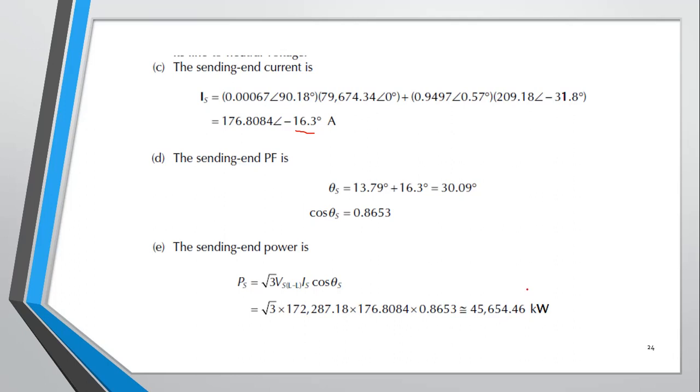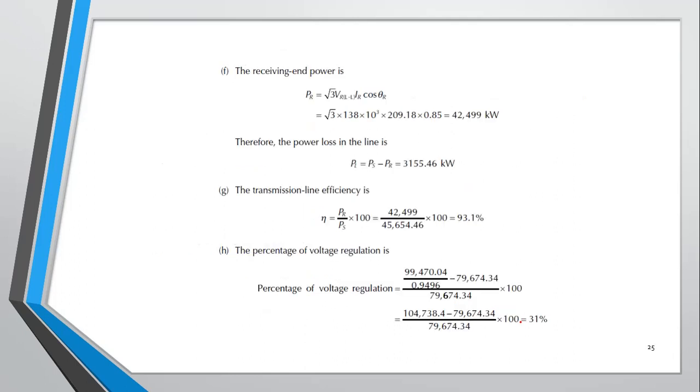45,654 kilowatt or 45.65 megawatt. Similarly, we can calculate receiving end power. It is the receiving end voltage times receiving end current times cos theta R, and theta R is the power factor already given, so it is 0.85. We can calculate PR. So PL, or the loss, is PS minus PR. This is the loss, and the efficiency is the receiving end power over sending end power into 100.